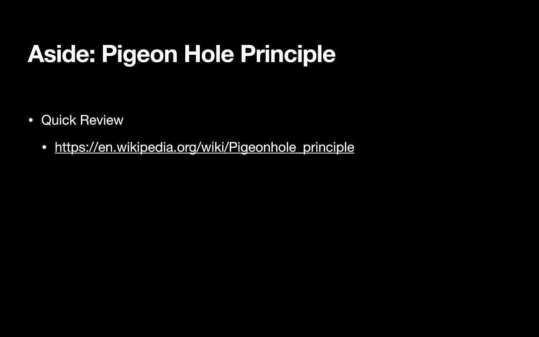First, let's talk about the process of converting keys to integers. So not specifically to a location that would be valid in an array, but just a numeric value. So before we do that, let's do a quick review of the pigeonhole principle.